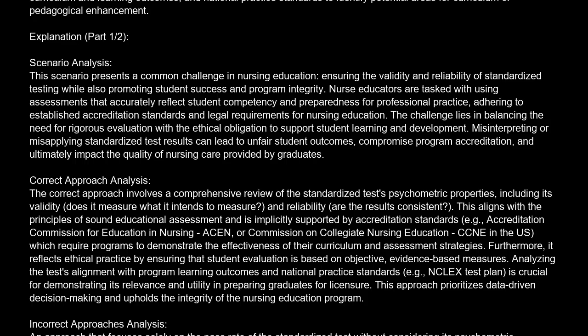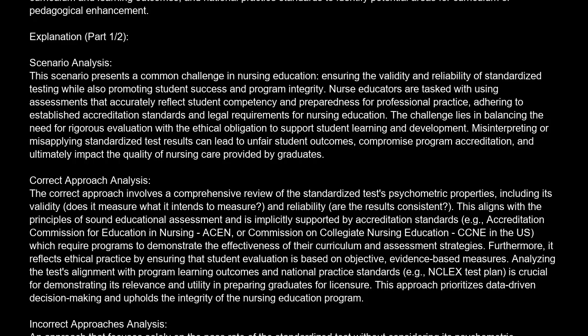Nurse educators are tasked with using assessments that accurately reflect student competency and preparedness for professional practice, adhering to established accreditation standards and legal requirements for nursing education. The challenge lies in balancing the need for rigorous evaluation with the ethical obligation to support student learning and development. Misinterpreting or misapplying standardized test results can lead to unfair student outcomes, compromise program accreditation, and ultimately impact the quality of nursing care provided by graduates.